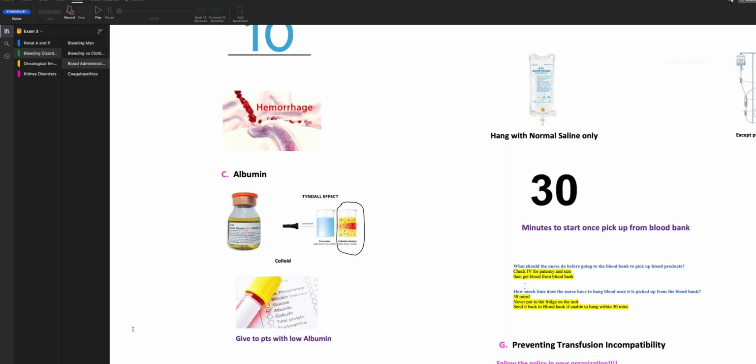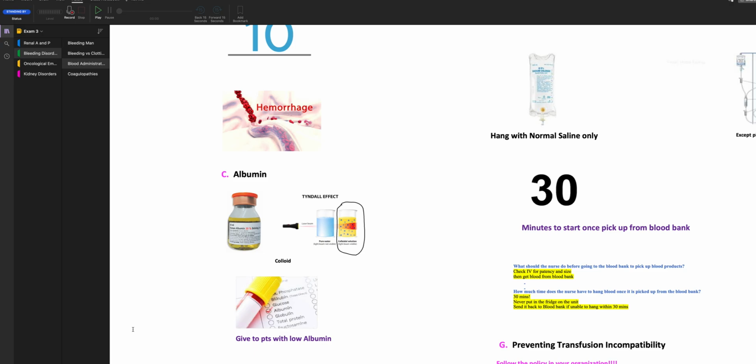Okay, so albumin is a colloid. And let me give you some guidance on when you would give albumin. So albumin is given to people with low protein levels. And you could tell because they have like hypotension. They'll have pitting edema. Okay. So those are kind of some of the things you're going to look at. Like if you think about people in liver disease, they may need albumin from time to time to kind of bring the fluid back into the vascular system.